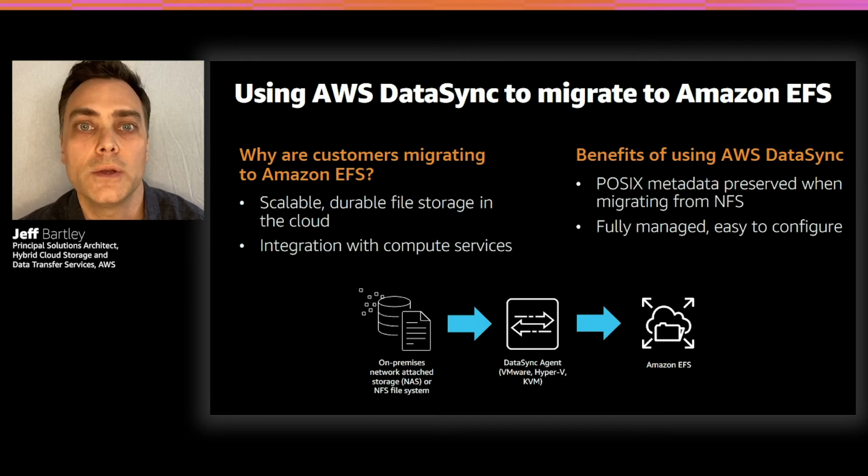When you use DataSync to copy data to EFS, it will always copy POSIX metadata. So there's things like user ID, group ID, permissions, timestamps, things like that. DataSync will copy that data up into EFS to make sure that all the permissions that you set up on your source are copied into the destination. And again, DataSync integrates very deeply with the EFS file system and service to make sure that we're accessing it securely and effectively.